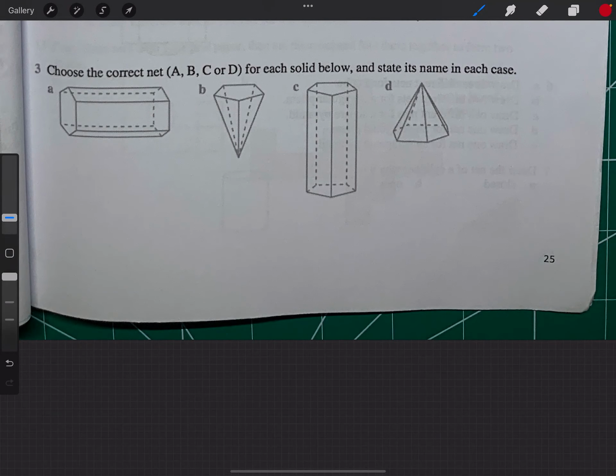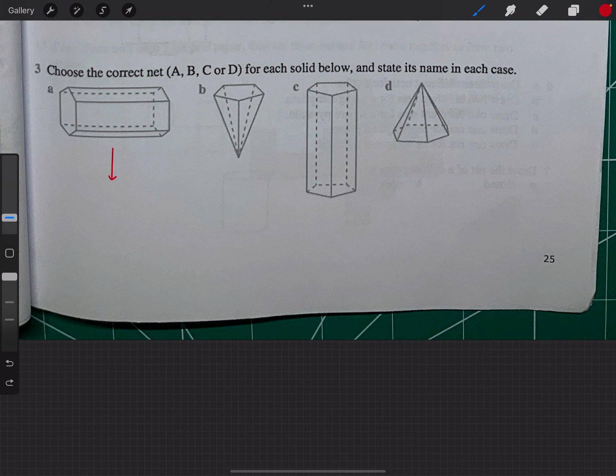Question 3. Choose the correct net A, B, C or D for each solid below and state its name in each case. Okay, so just write down what you think the name of the solids are for these ones. Now, to name this solid, we know this is either a prism or a pyramid. A pyramid has the apex, so all the vertices join to one point, like this. Okay, so obviously B is a pyramid.